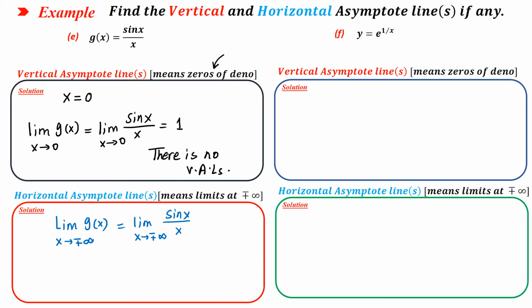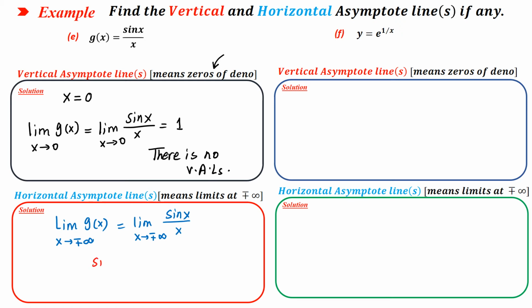We cannot compute what sine infinity or sine negative infinity is, because sine x is between -1 and 1. So at infinity we cannot find the exact value of sine when x goes to positive or negative infinity. So you have to use the squeeze theorem or sandwich theorem to find this limit.